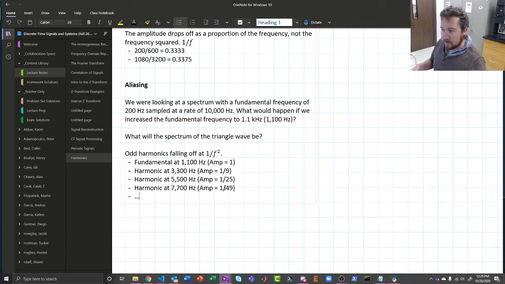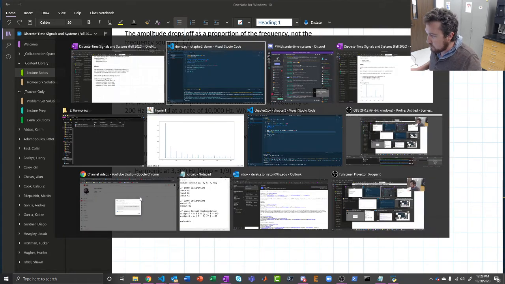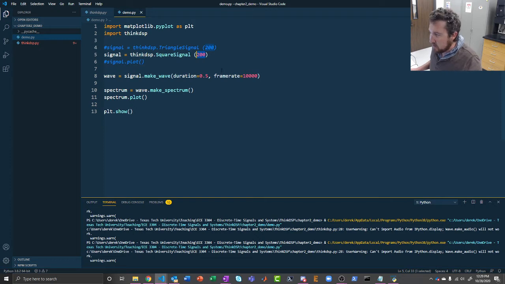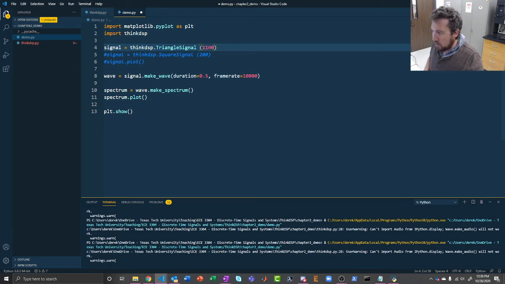Now that we know how to describe the spectrum of the signals that we're working with, we can predict what we're going to get in advance, right? This is what the spectrum should look like, right? The harmonics are going to play out this way, and they're going to occur at those frequencies. But as you can probably guess, because we've gone out of our way to say that, that's probably not what's going to happen. So let's take a look at the triangle signal at 1,100 hertz. We're going to crank up the frequency and take a look at the spectrum.